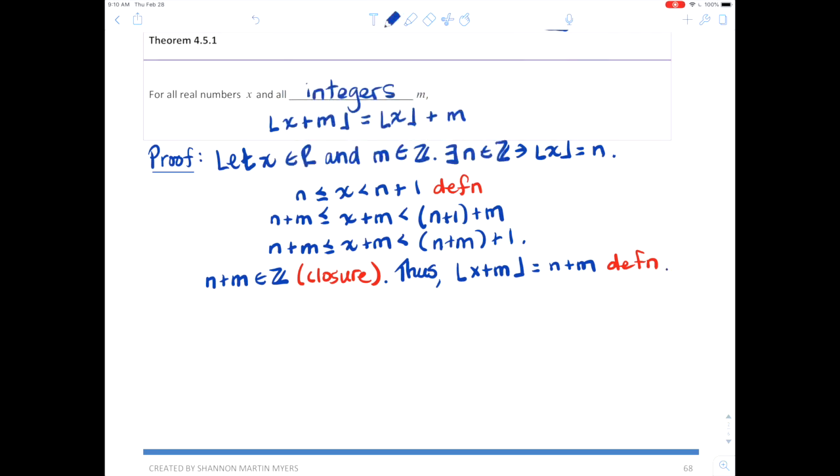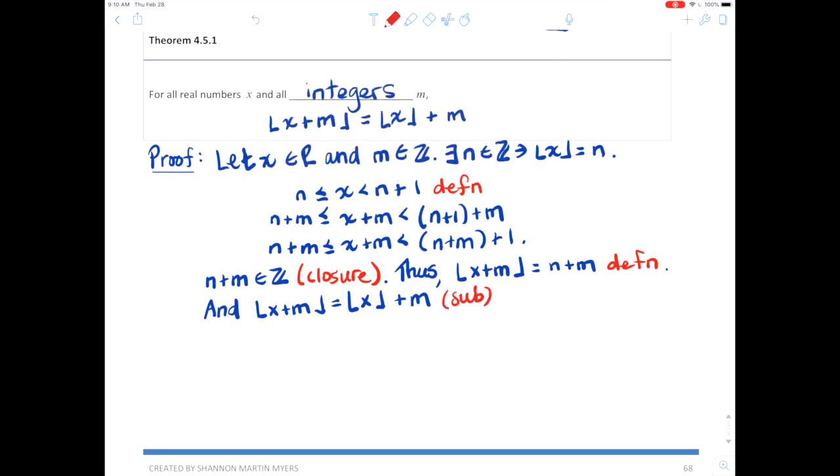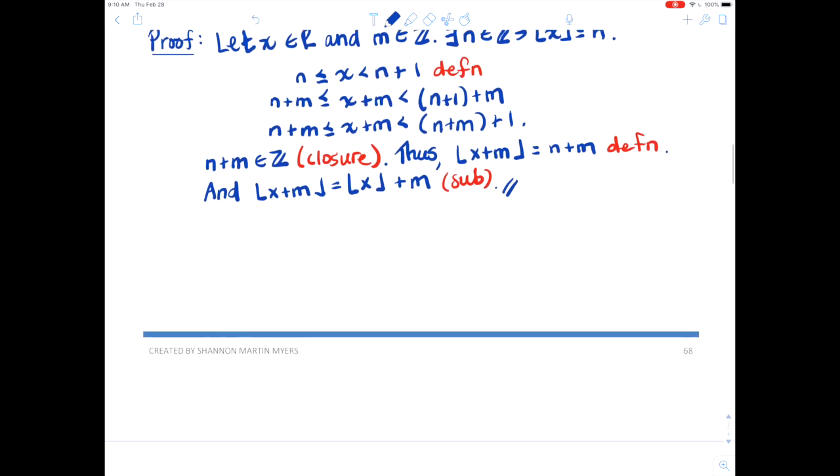All right, well, you're thinking we're not quite there yet. But how did we define the floor of x? The floor of x was n, right? So we end up with the floor of x plus m, quantity x plus n, is equal to the floor of x plus m by substitution. And we've done it. We're all good. That's kind of a neat little proof. I like that one.